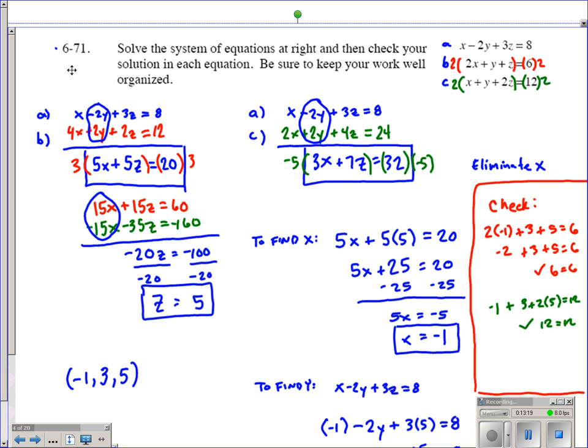This is problem 6-71. We're just working on solving systems of equations with 3 unknowns here.